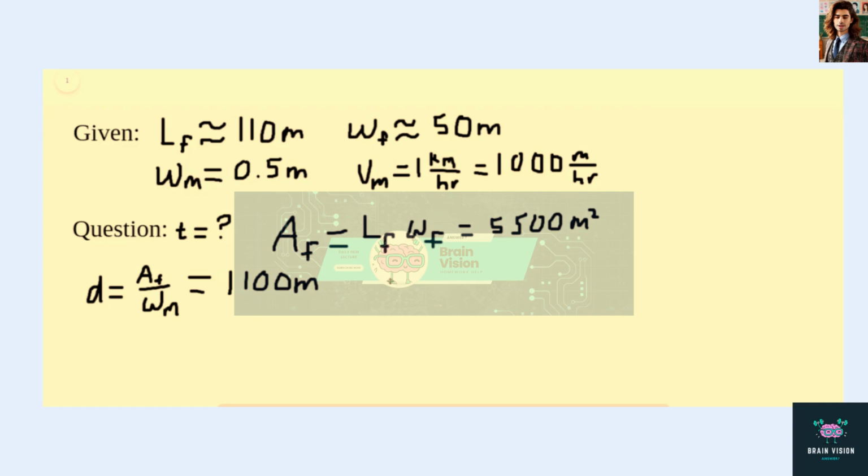We know the distance the individual is going to have to travel. We know the velocity, and since our equation for velocity is distance divided by time, we can solve for time, since we know distance and velocity. Time is going to be equal to distance, not velocity, divided by velocity. Our velocity is 1,000 meters per hour. Our distance is 1,100 meters. So if you take 1,100 meters and divide it by 1,000 meters per hour, you get 11 hours.